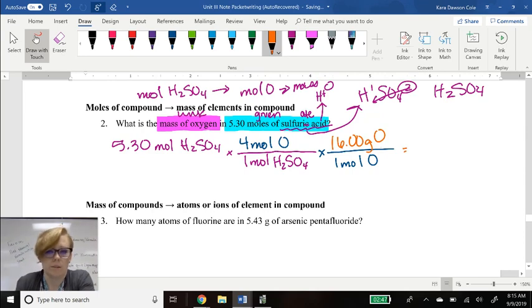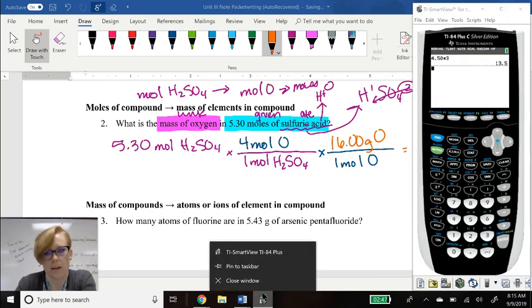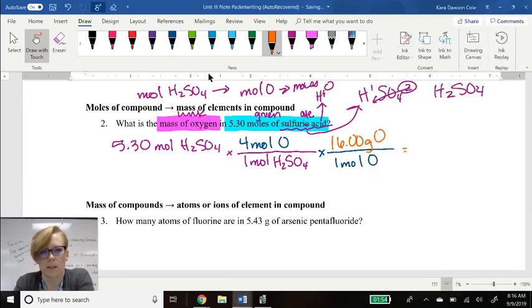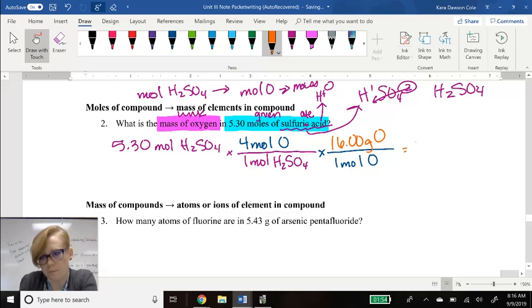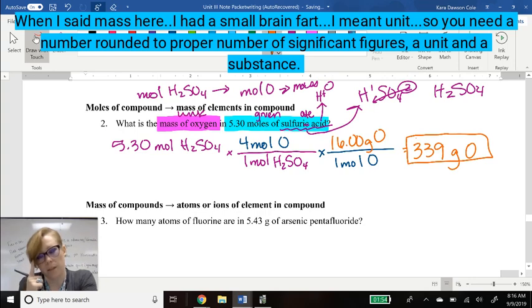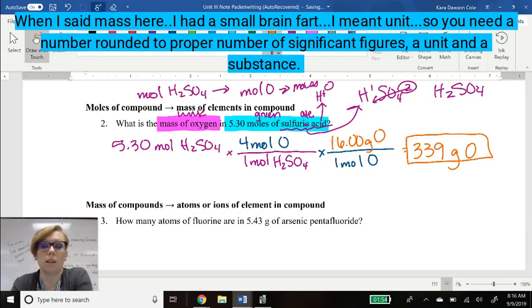Now I've set this up, so I go to my calculator. I've got 5.30 times 4 times 16, and that gives me 339.2. Then I look to see what my sig figs are. I have 3 sig figs here, so I need 3 sig figs in my answer, so 339. My answer is 339 grams of oxygen. Always remember, you need a number rounded to the proper number of significant figures, the mass, and the substance.